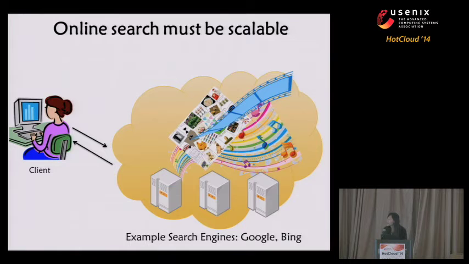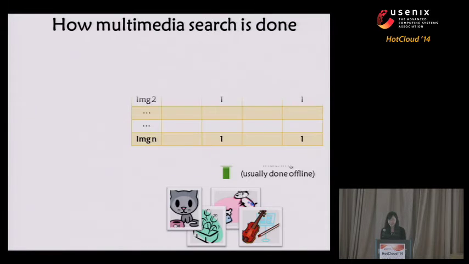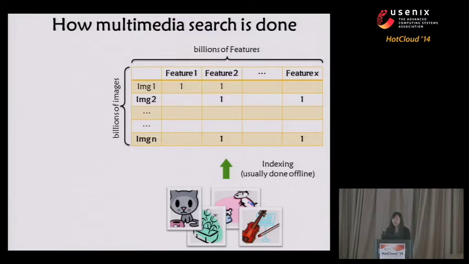These days, online search engines like Google and Bing provide search of multimedia information on the web. These online search engines must be scalable in order to ensure low latency search on huge data collections. Then how is multimedia search done?